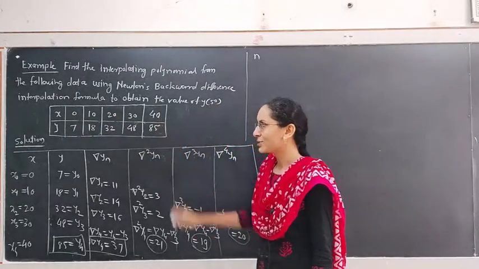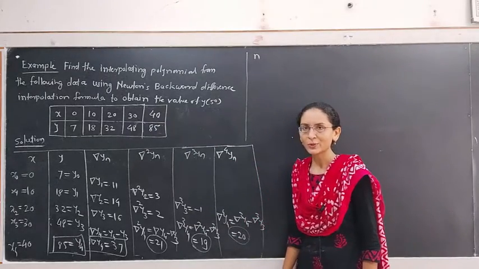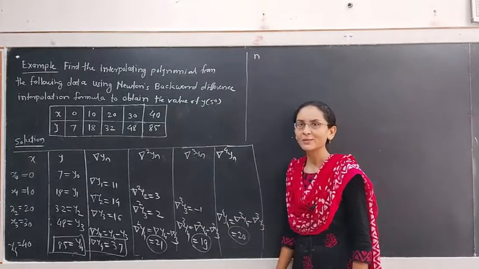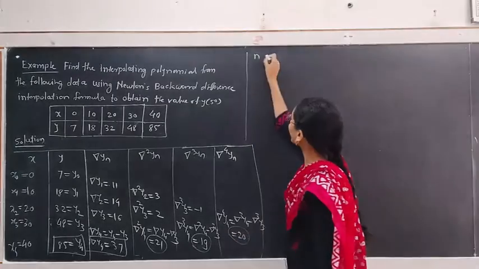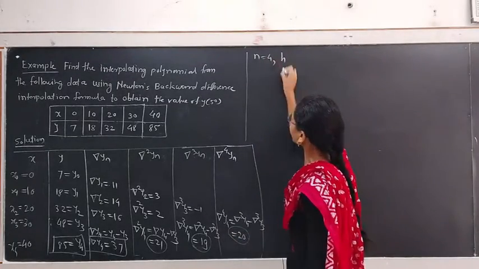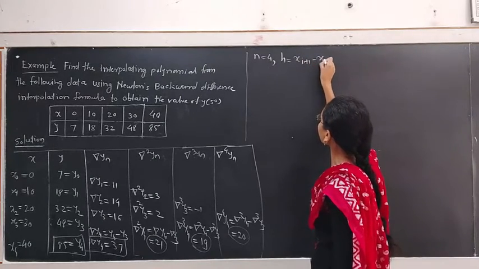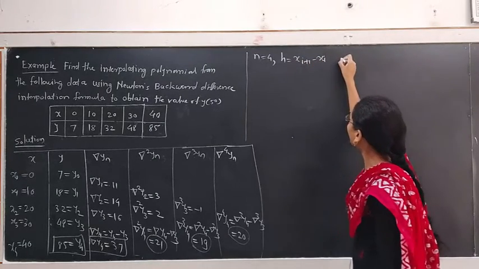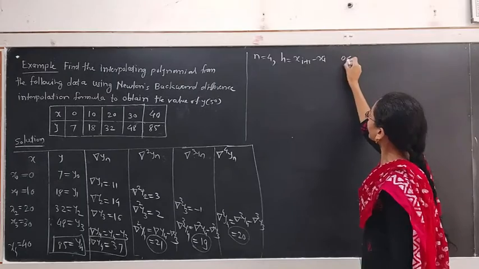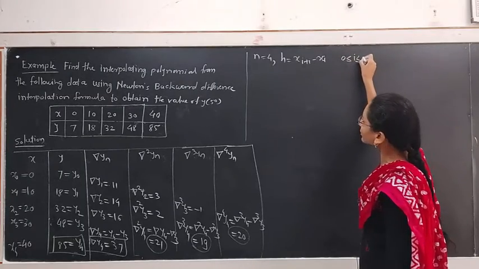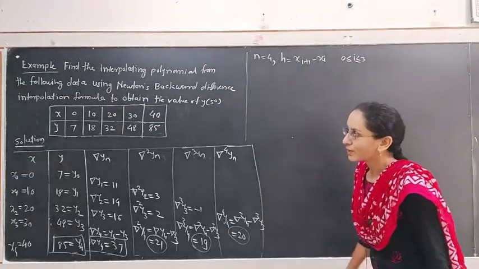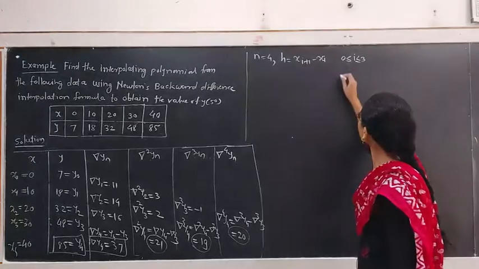We compare these values with x0, x1, x2 up to xn. So the value of n is 4. In this example, n value is 4. H is xi plus 1 minus xi for 0 less than or equal to i less than or equal to 3, because 5 values of x are given.